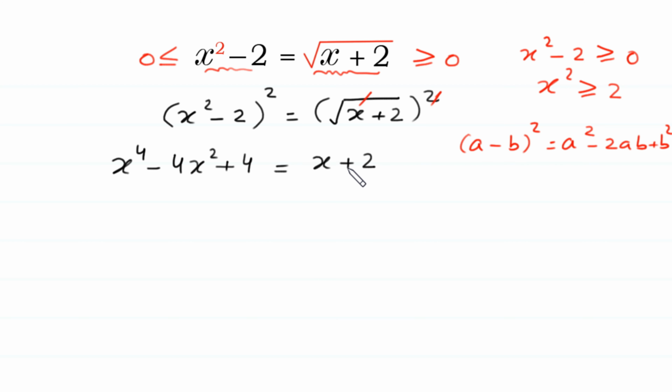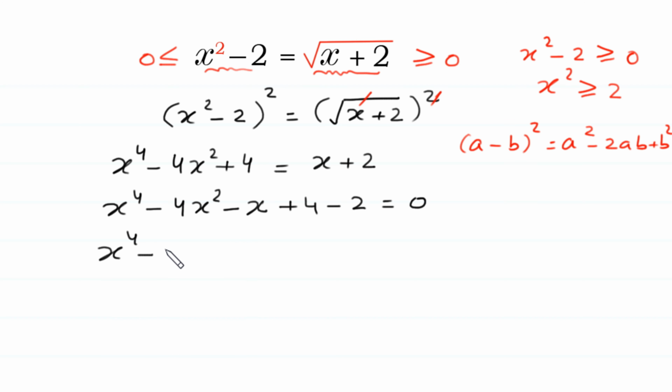Now we move this x and this plus 2 to the left side. x⁴ - 4x², and we move this positive x to the left side, it becomes negative x, plus this 4, and we move this plus 2 to the left side, it becomes negative 2, is equal to 0. Next, x⁴ - 4x² - x + 4 - 2 + 2 is equal to 0.